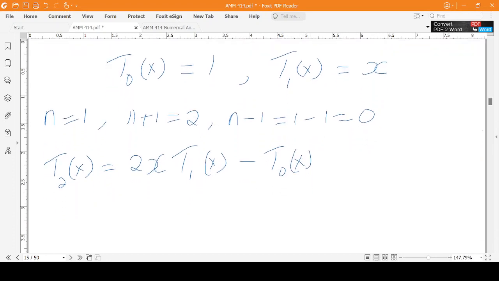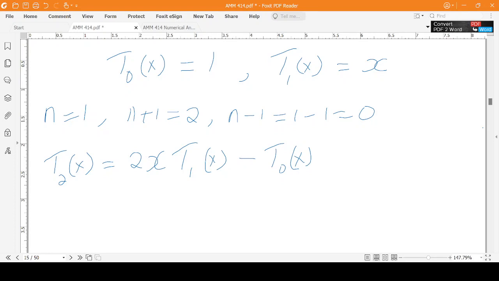But T0 is 1 and T1 is x. So this will give us 2x times x minus T0, which is 1. And this will give us 2x squared minus 1, which is the Chebyshev polynomial of degree 2.